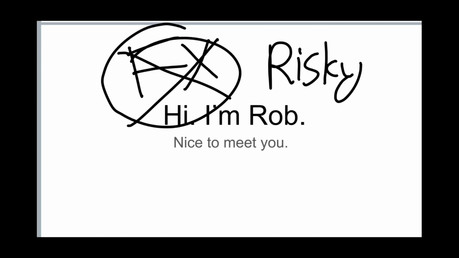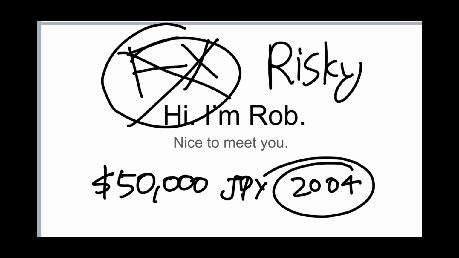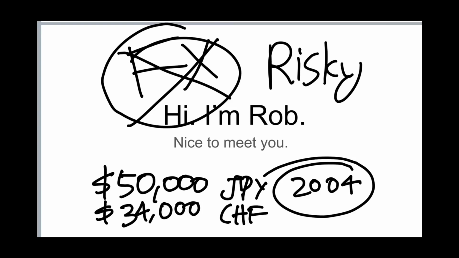And that's exactly what I did. I had a lot of really terrible experiences. I lost $50,000 on the Japanese yen in 2004 because I held on to a trade through intervention. Even in 2010, I took about a $34,000 loss on the Swiss franc. And this was always because I traded too big and I made the same old mistakes that everybody else makes.